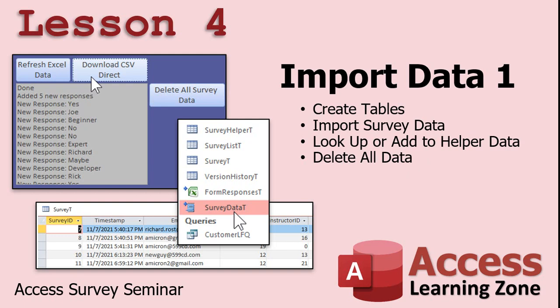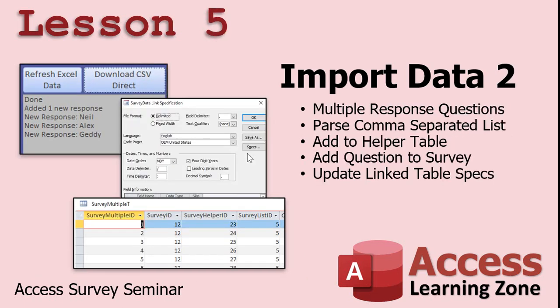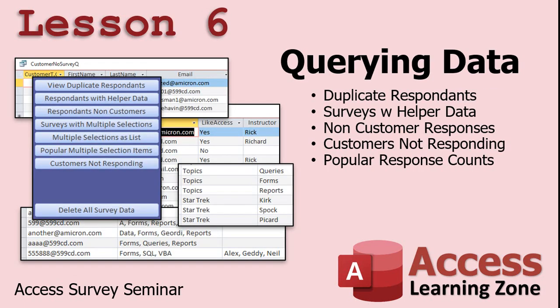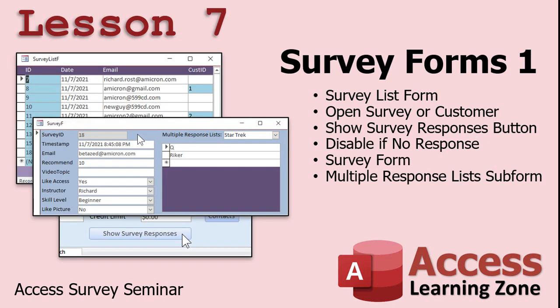Then lesson 4, we start importing that data into Access. I'll show you how to parse multiple responses. So if someone says, I like this option, that option, how do we store that in the database? Well, you don't put multiple responses in one field, so we'll make a separate related table to store that information. We'll do all kinds of queries, tons of queries: duplicate respondents, surveys with helper data, non-customer responses, customers not responding, all kinds of stuff. Then we'll make some forms.